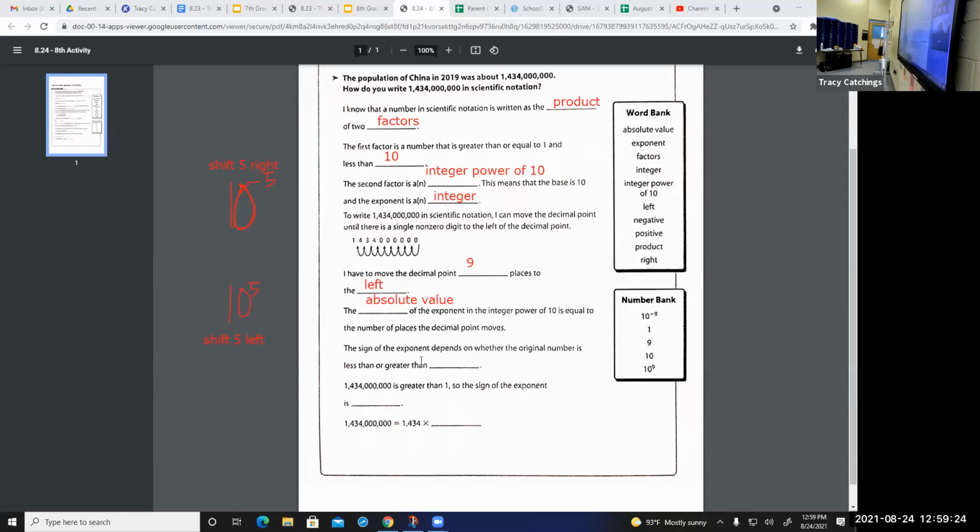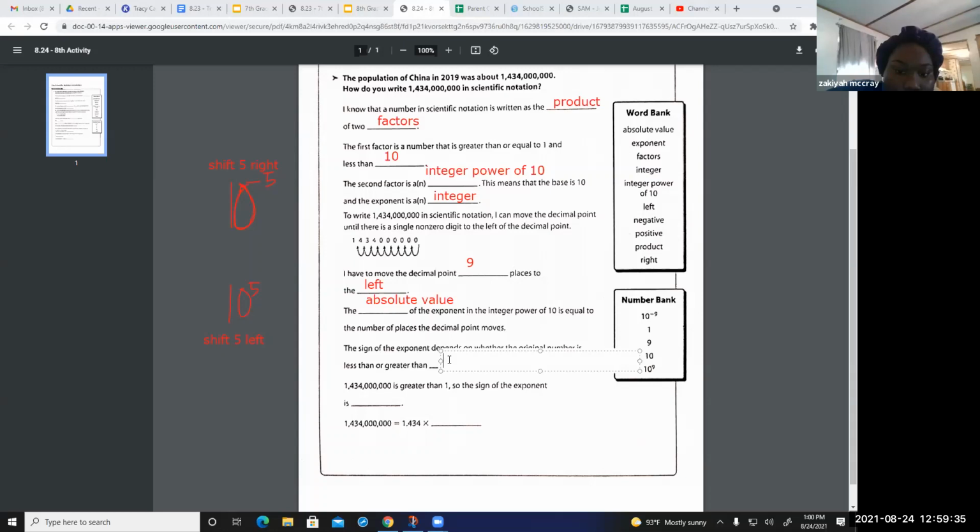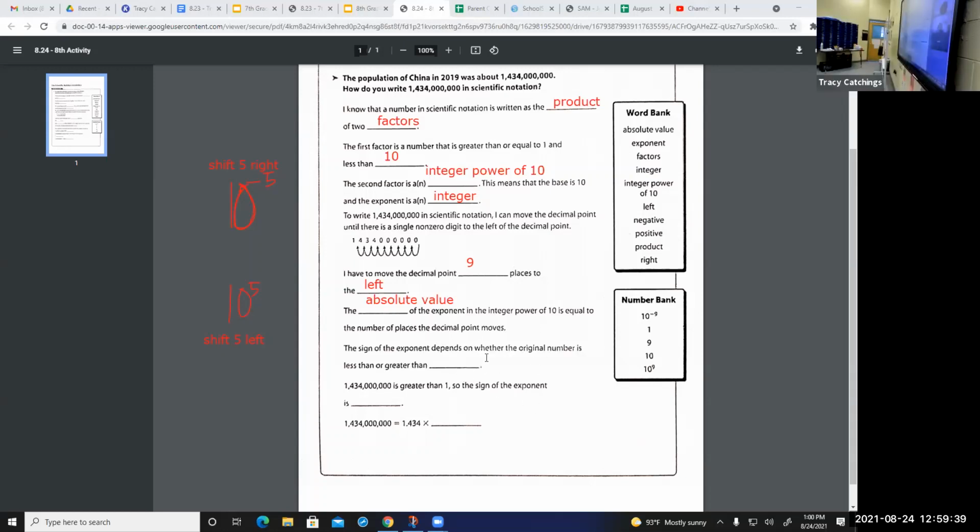All right, it then says the sign of the exponent depends on whether the original number is less than or greater than what? 1. Go back and think. Okay, we'll go with 1. So that's those small numbers that they are referencing. If it's less than 1, we know it's very small. That's where she got her 1 from.